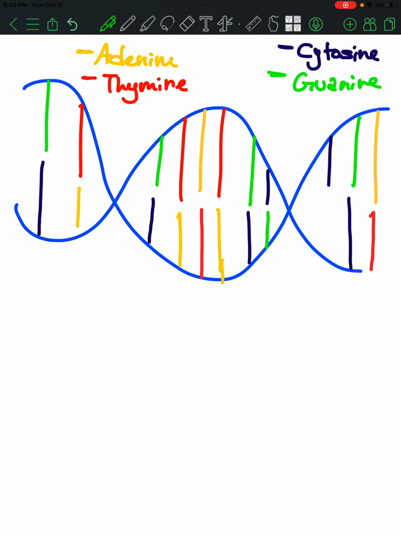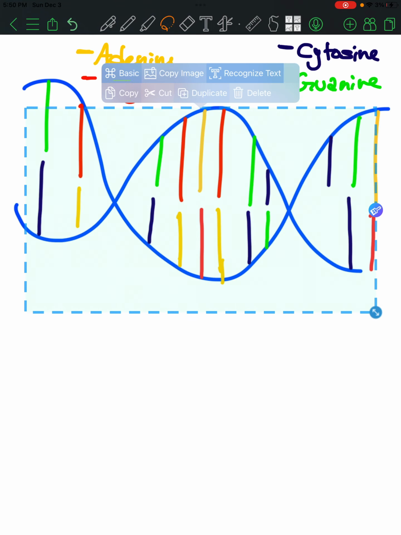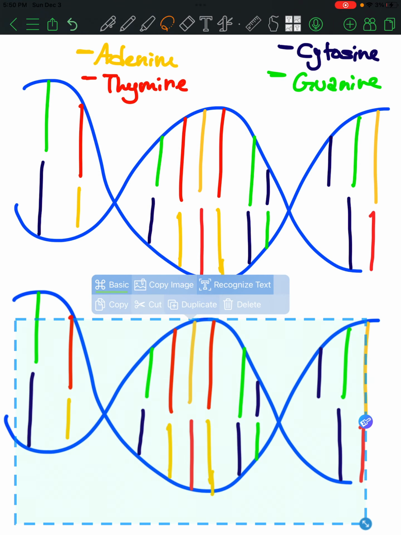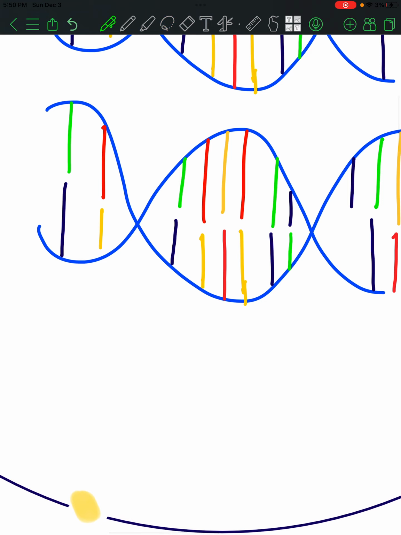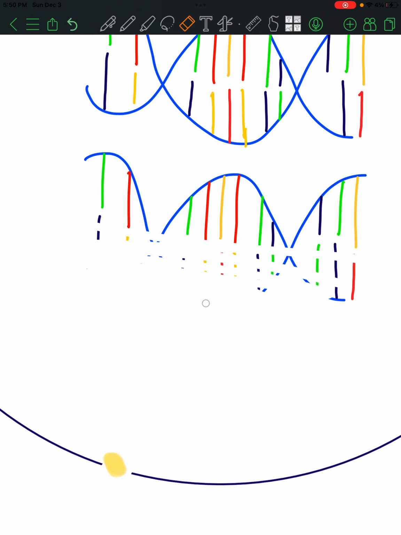Now, what's really important is I'm going to duplicate this. Oh, my bad. Now, what's going to happen is we're going to start splitting this apart. So, let's say we cut this in half. So this is 1/2. Now, if you guys remember DNA replication, we have something called DNA polymerase, which would come in and make the complement of 1/2 of the DNA.